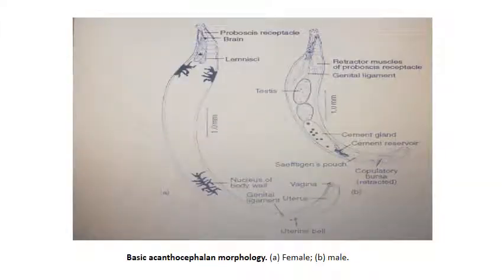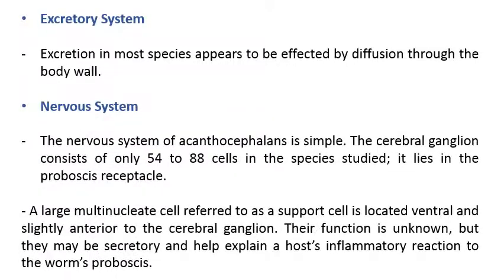Look at this picture showing basic morphology of both female and male Acanthocephala. For the excretory system of Acanthocephala, excretion in most species appears to be effected by diffusion through the body wall, and the nervous system is simple.